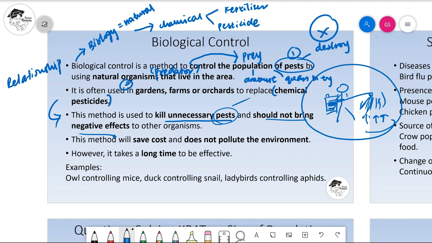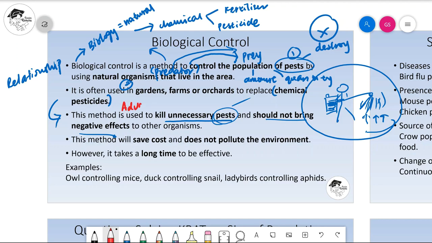Yes, should not bring negative effects through biological control. Why? Because we know that there is a relationship, hubungan antara predator and prey. Means you will only have a predator eating a prey. This predator will not go and eat other prey. If you're talking about owl and a rat, the owl will only go and eat the rat. Do you think the owl will go and eat other things, say the caterpillar or even the ladybird? It won't go and eat the ladybird. Why? Because the predator, which is the owl, only wants to eat the rat. That's the prey.